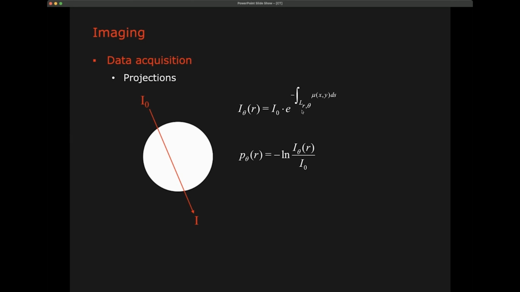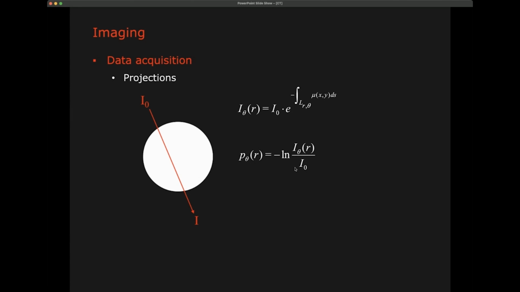So it's like a line integral under a certain angle theta, going over the radius of this line, integrating over all the local attenuation coefficients. That gives us the intensity that we measure for a certain angle. If we look at a different angle, it will be different because this line integral will be different.